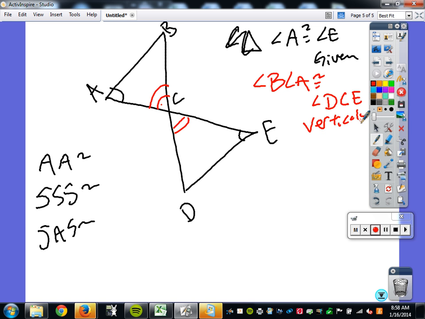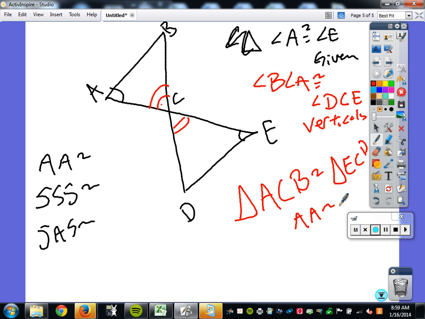Okay? Now, how do I know, are these triangles similar? Why? Angle similarity, right? So therefore, I write triangle ACB is similar to ECD. Notice A has to correspond with E, right? Which they do. C corresponds with C and D corresponds with D, right? And then we say our justification. We know these are similar because of angle similarity. Okay?